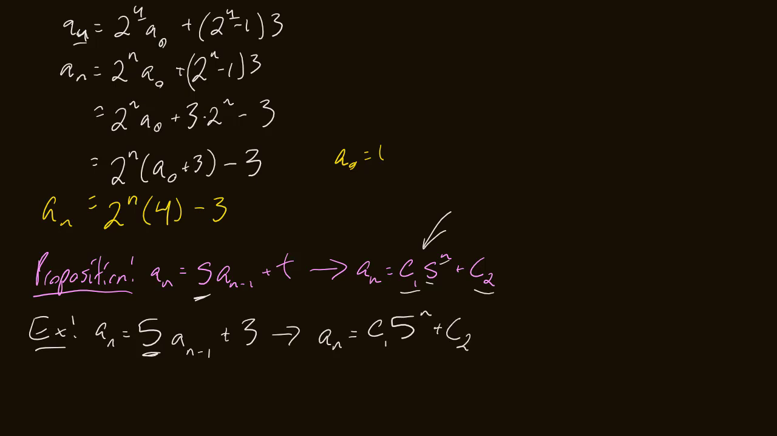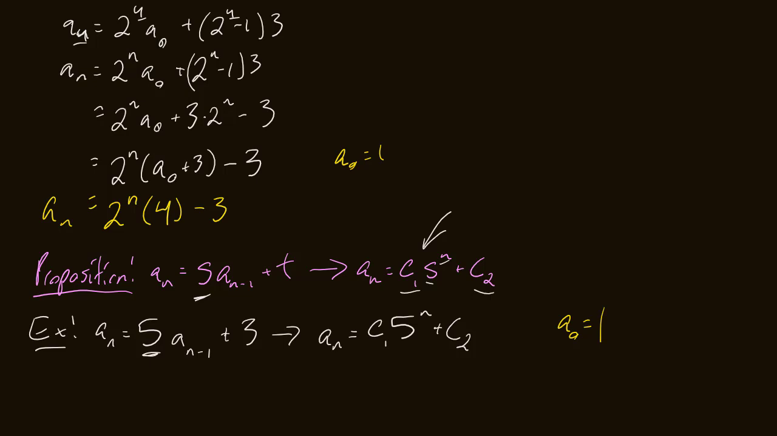So there we go. That's what we're proposing, right? But how do we actually check that? Well, again, you need to have some kind of initial condition. So what I'm going to do is tell you that a naught is equal to 1. That's what my initial condition is going to be.